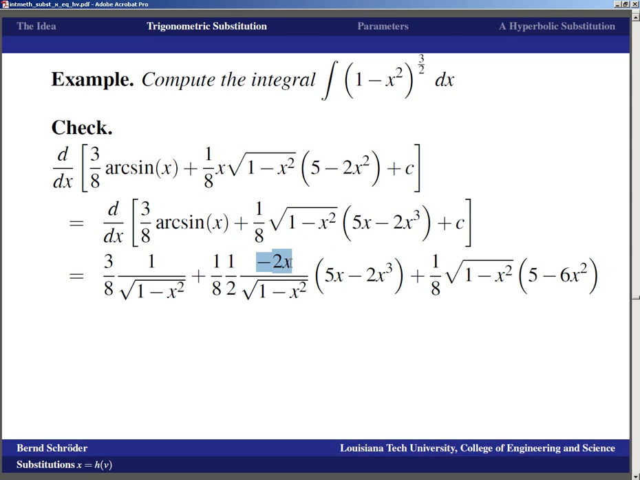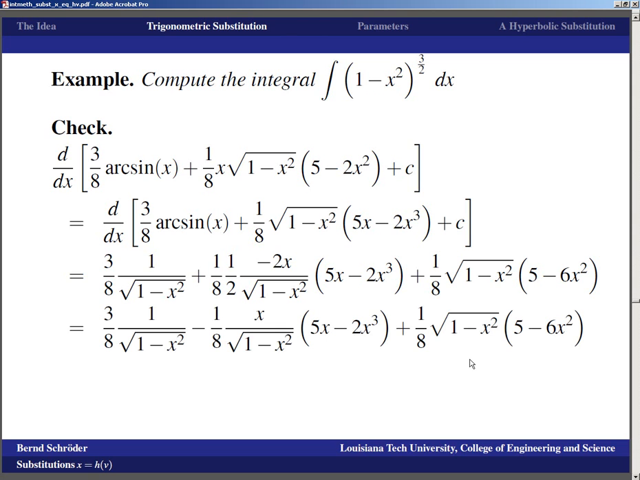That gives us a negative 2x, and then we multiply with the second term, and that's the first step in the product rule. Second step in the product rule is that we copy the first term, which we're doing here, and we multiply with the derivative of the second term, which is 5 minus 6x squared, and of course the derivative of the c is 0, so that goes away. And now we have to sort terms, and we're interested in ultimately getting 1 minus x squared to the 3/2, so we'll probably factor out a square root of 1 minus x squared. No, we're actually going to find common denominators here.